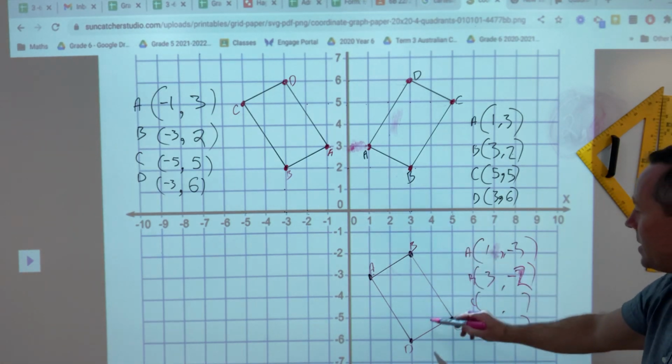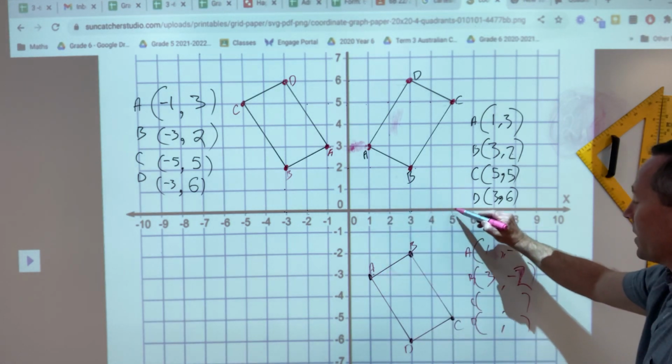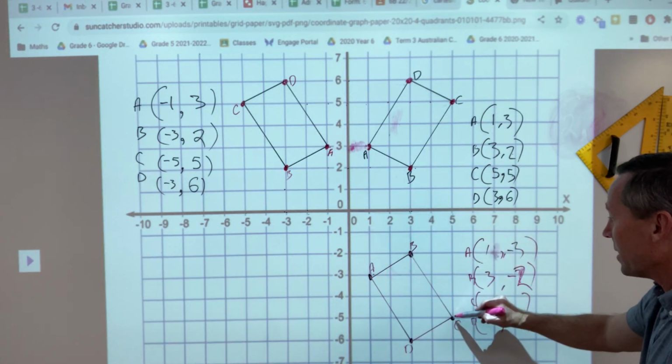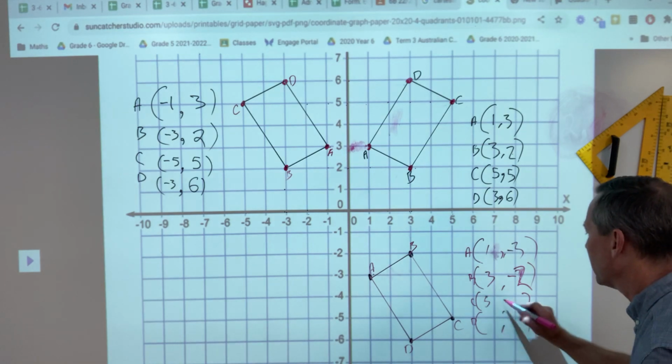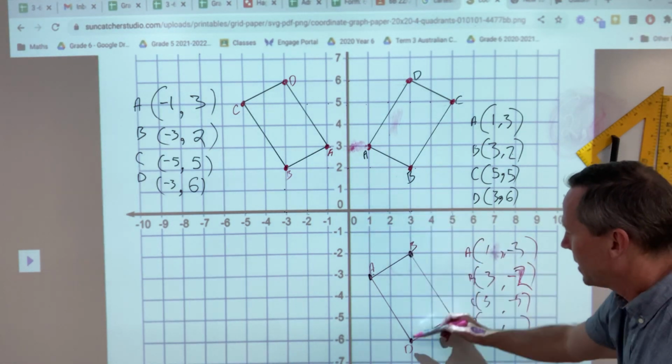Yeah. And C, 5, because I come across the positive way, 5 and then down, so it's going to be negative that one. 5, negative 5, and then D, come across 3, negative 6.